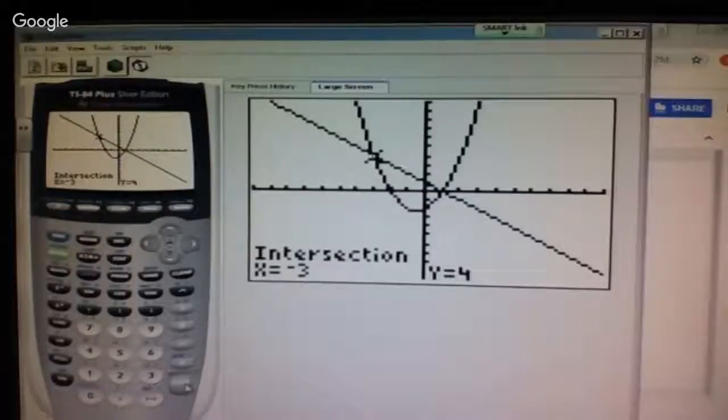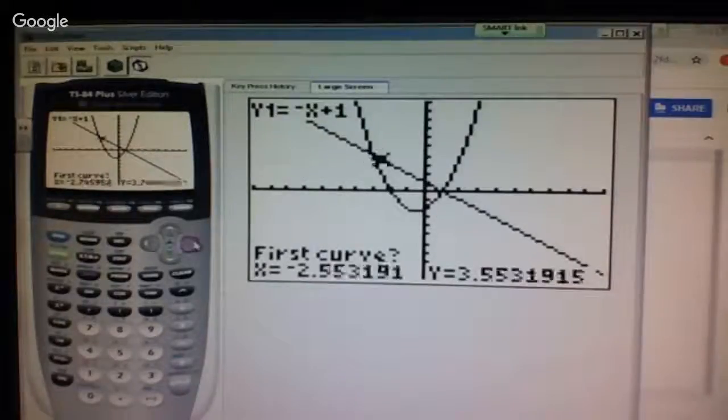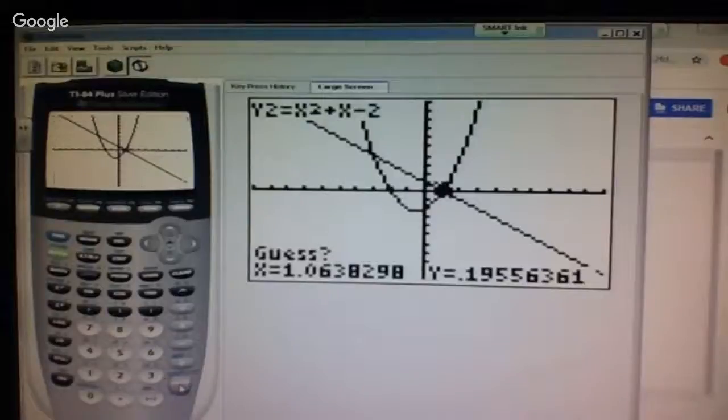That's cool. -3, 4. To get the other one, all you would do is hit second trace again, choice number 5. And this time you would go over to this intersection. You've got to tell the calculator which intersection you want. And you hit enter, enter, enter.